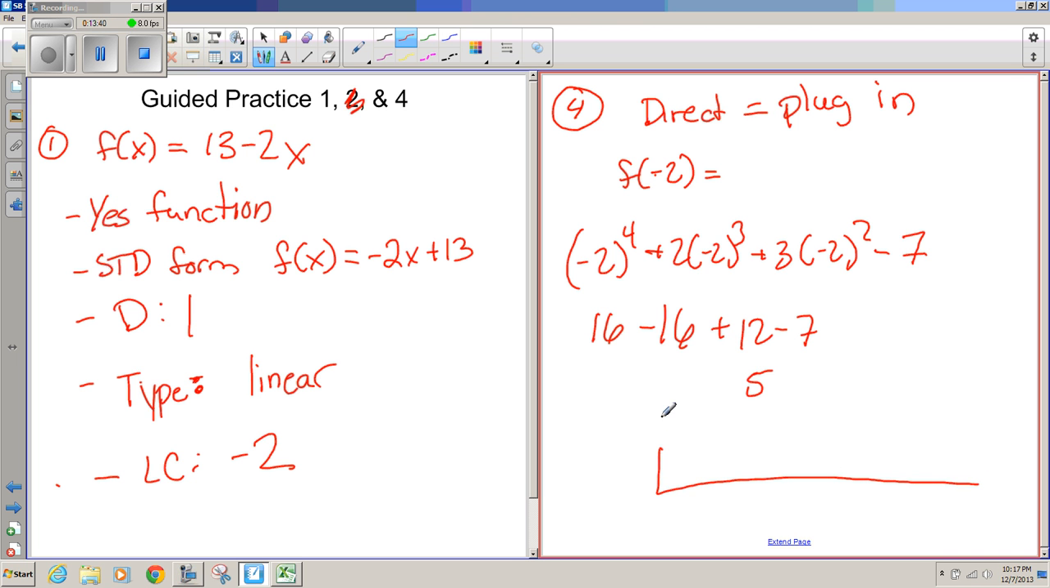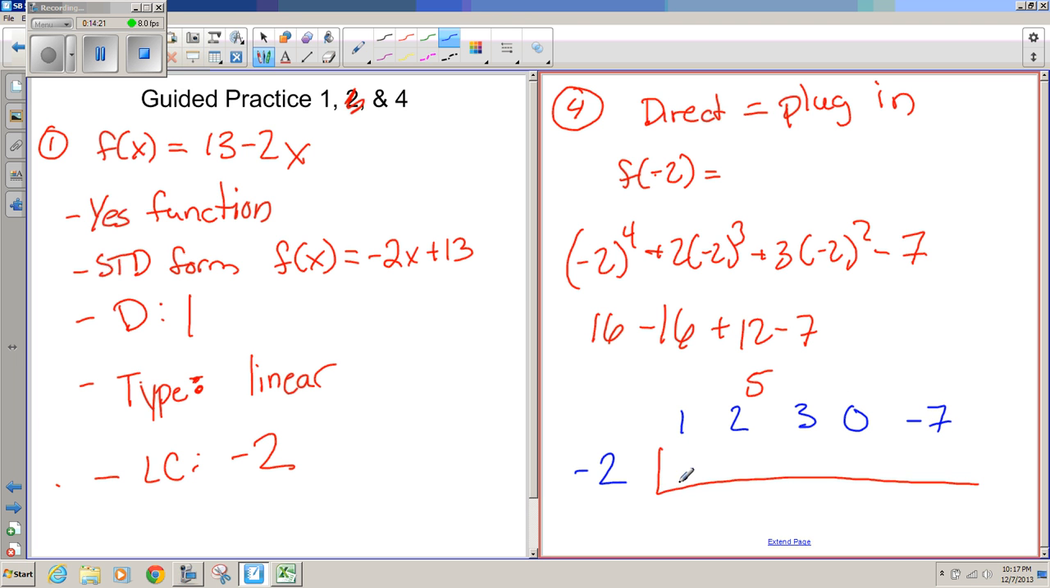Or we use synthetic substitution, which means we're checking -2. We're writing the coefficients. Oh, I'm sorry. I'm looking at the wrong problem. This is number 4. So number 4 tells us the coefficients are 1, 2, 3, 0, minus 7.